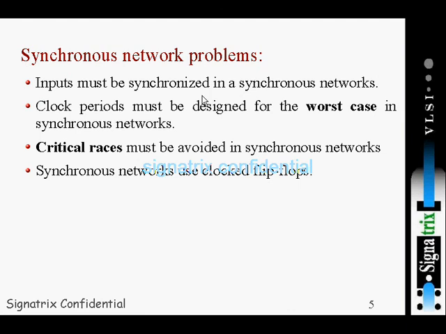Now what is the problem with synchronous circuits? Input must be synchronized in a synchronous network. What they are trying to say is that you have to synchronize the input. Suppose you sampled the input of a D flip-flop at the first passage, you cannot sample the input of the next. Suppose two flip-flops are there. At the first clock passage, you sample the input of the first flip-flop and you will get an output after some time. That data is available to the next flip-flop, but the next flip-flop will not sample the data until the next passage of the clock comes. So this means that the input is synchronized with the synchronous network.